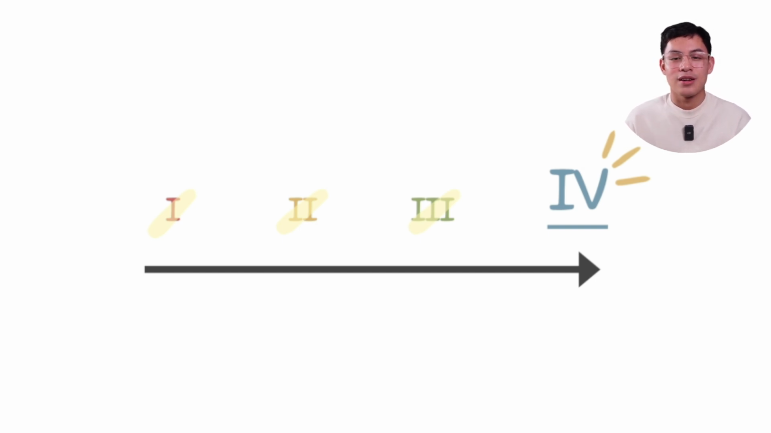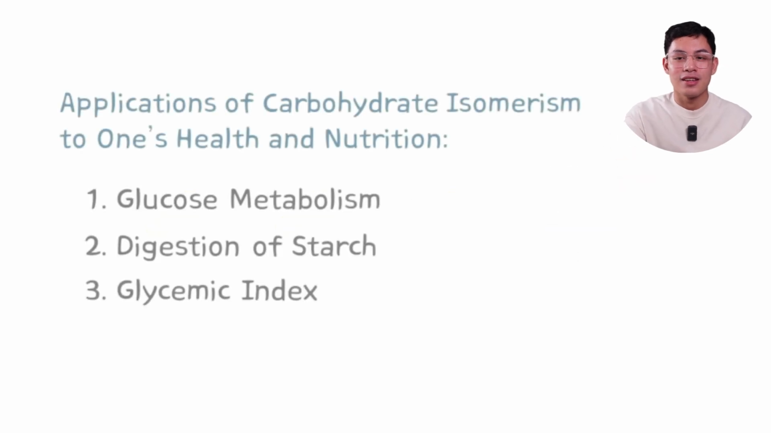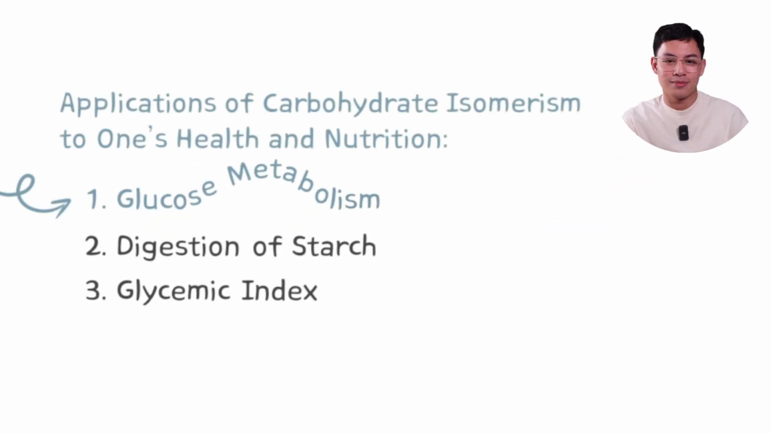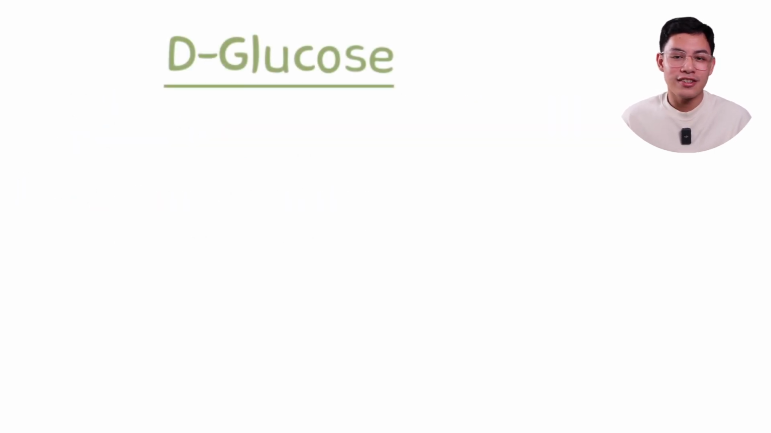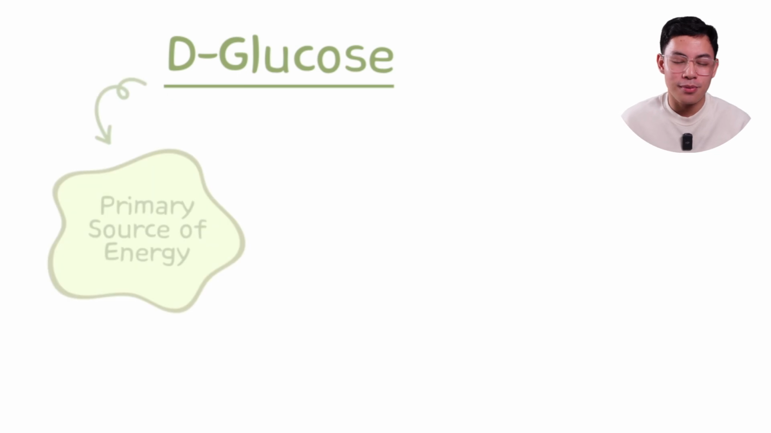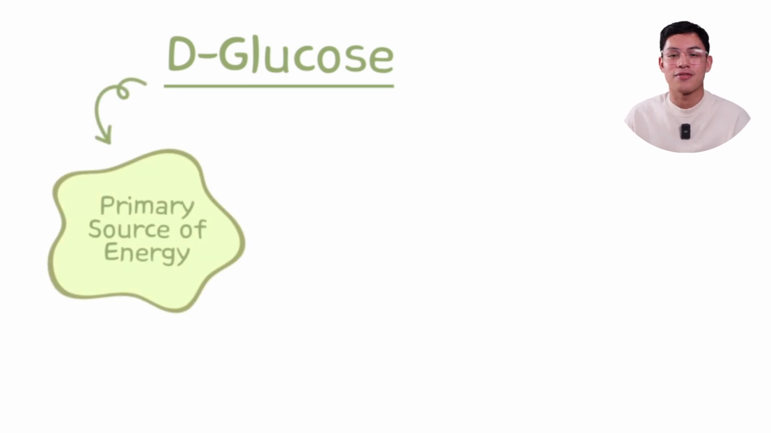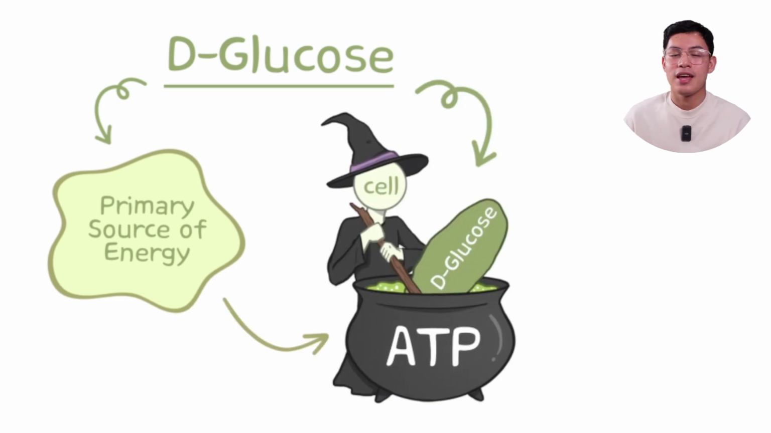In line with that, we prepared here an outline for this topic, starting first with glucose metabolism. So, when talking about glucose metabolism, we take a much closer look at D-glucose. D-glucose, if you didn't already know, is the body's primary source of energy. It's what our cells use to produce ATP, also called adenosine triphosphate.